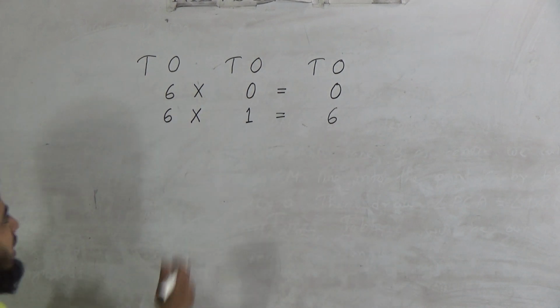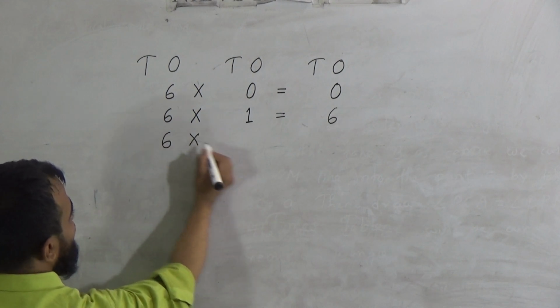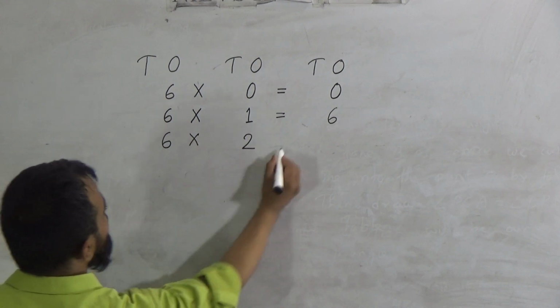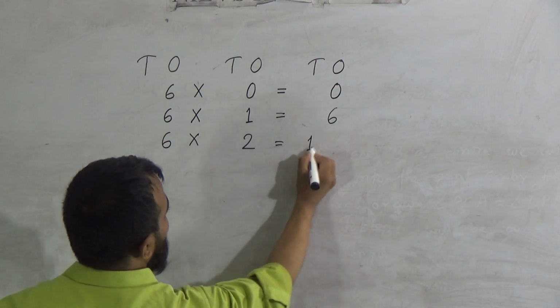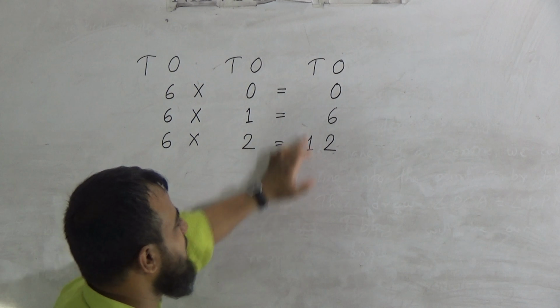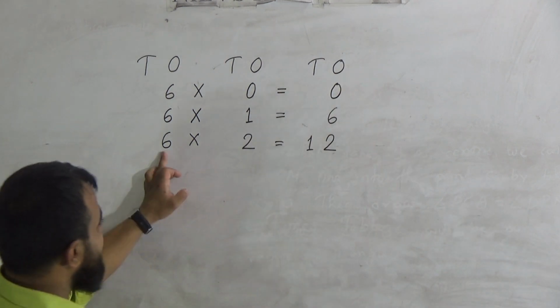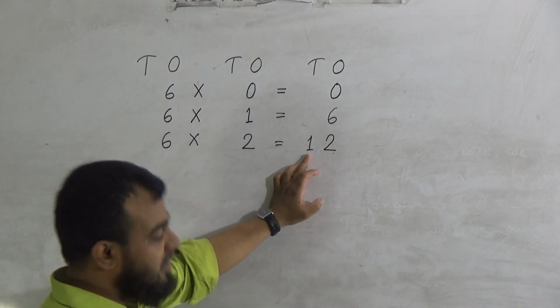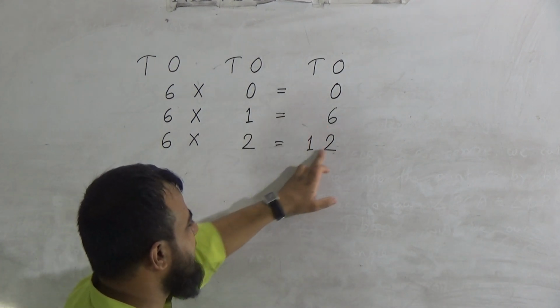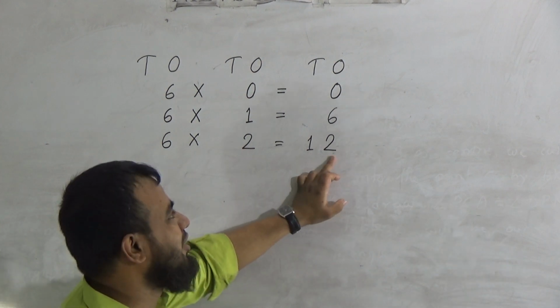Like this, we will write down all the numbers of the times table of 6. 6 multiplication with 2. That means 6 twos are 12. When we write down 12, look my dear students, we should write down 1 in the tens place and 2 in the ones place. It is very important. 6 twos are 12, and to write down 12 we use the tens place and ones place. In the tens place we should write down 1. In the ones place we should write down 2.